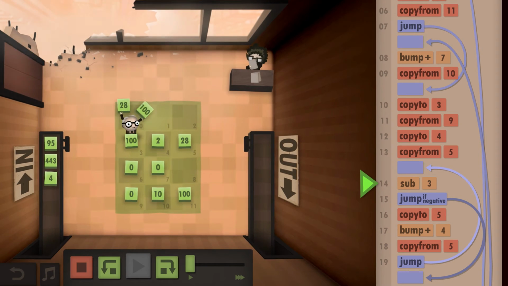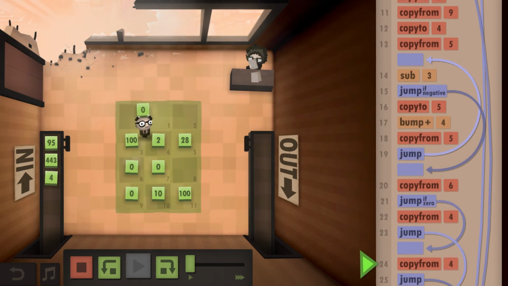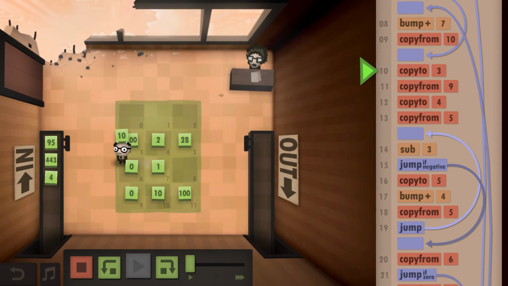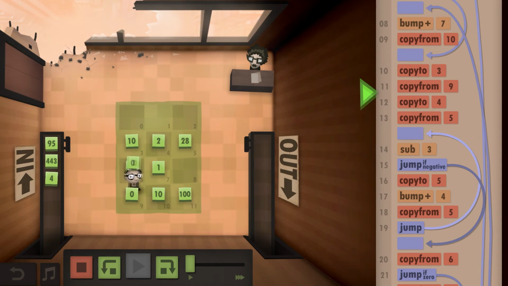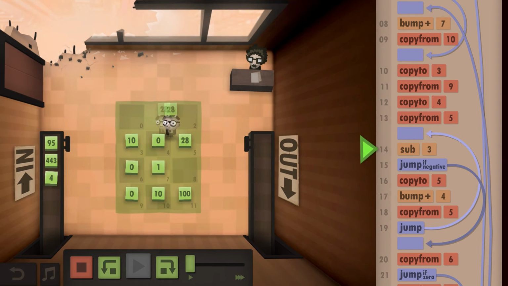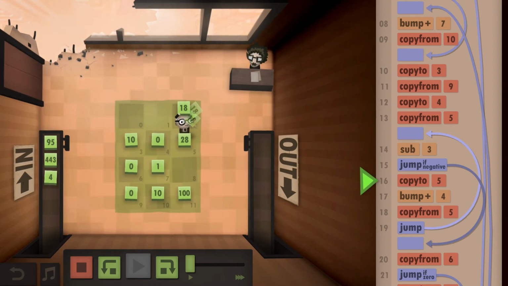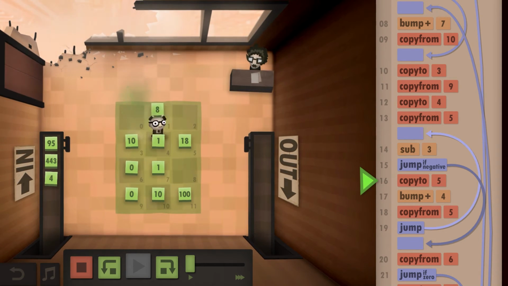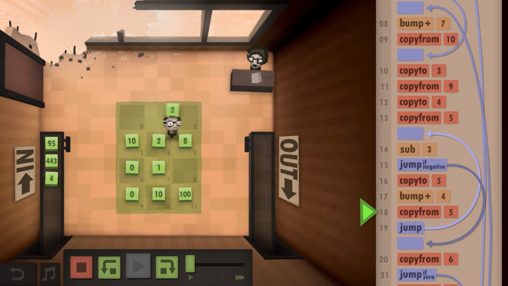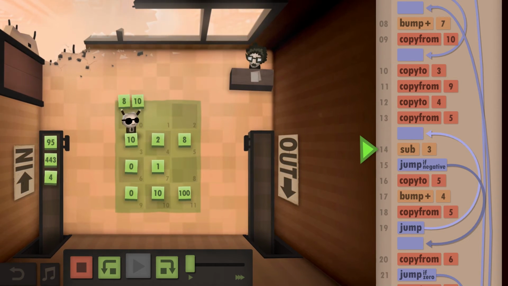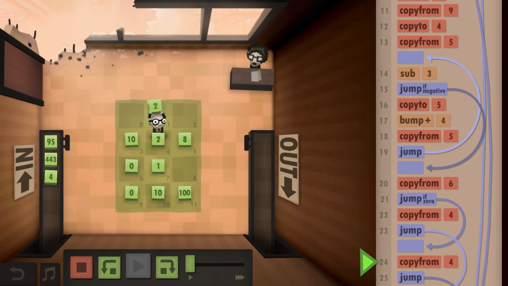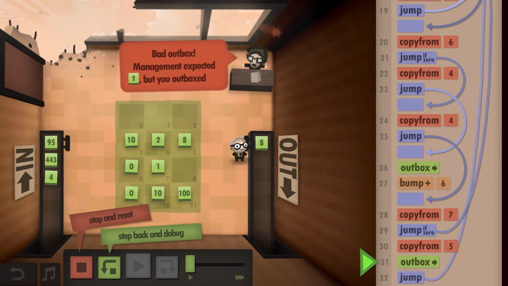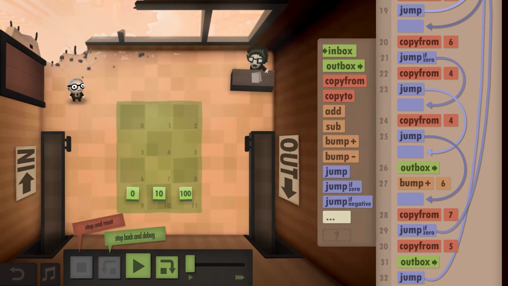So we got 2 100s. Got that. Now we know that we have 2 100s. Now we're checking the 10s. Wait, I think I missed something here. Yeah, there's no hundreds counter anywhere. Well, what did I do here?